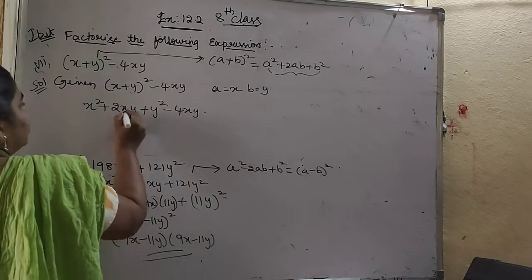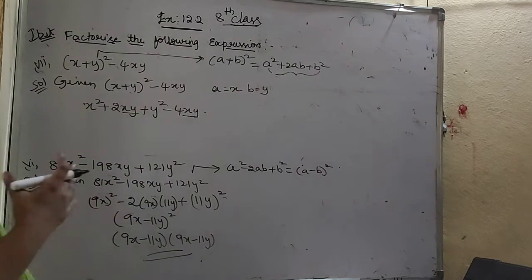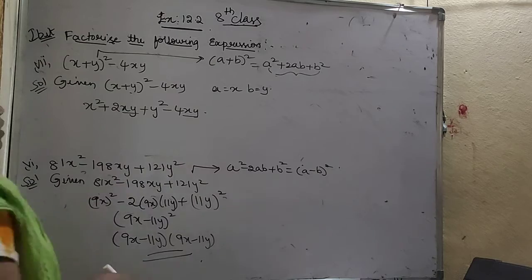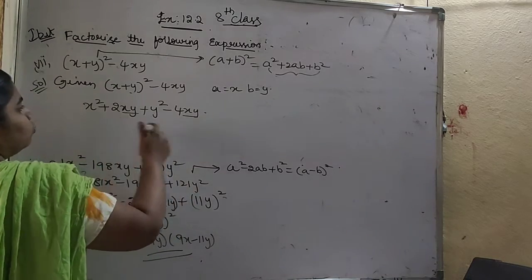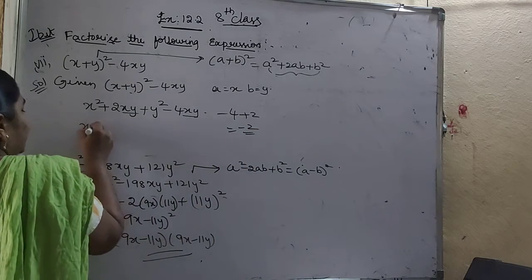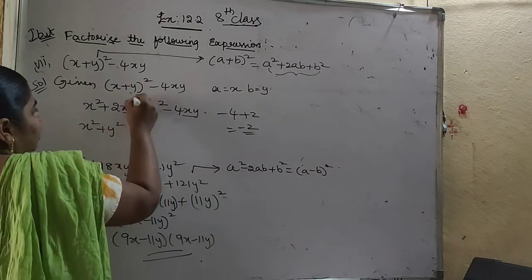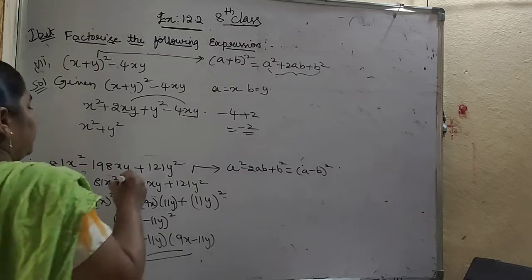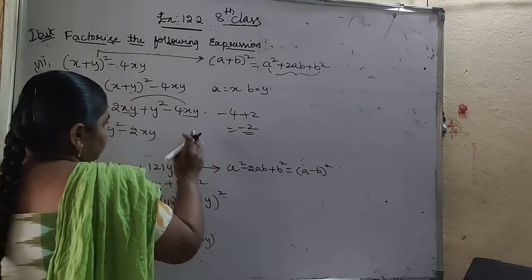Now these two are like terms because they have xy terms. So minus 4 plus 2. Minus 4 plus 2 is how much? Minus 2. So that means x square plus y square, if you subtract these two, will be equal to minus 2xy.